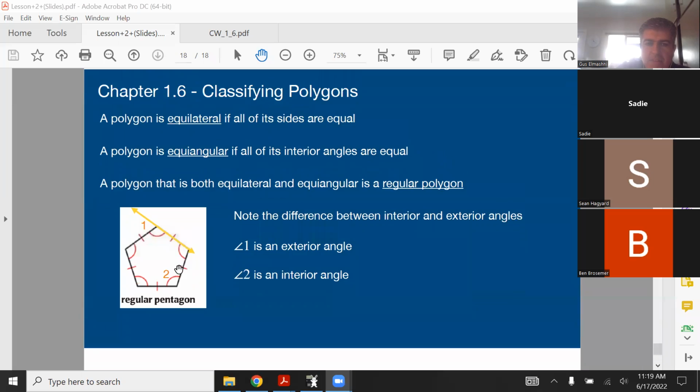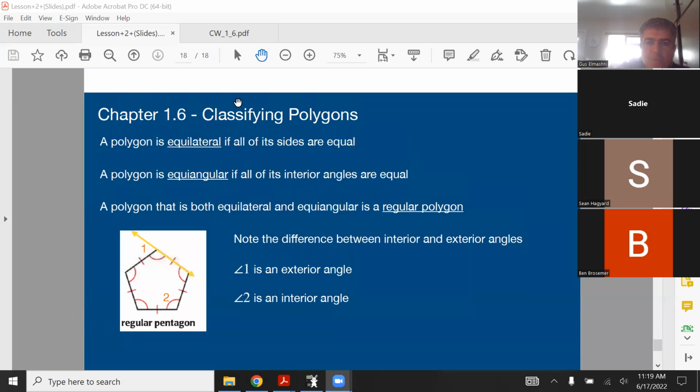And this is the last slide, it looks like. More terminology. So I do need to create a terminology sheet for you guys. One of my things to do. Equilateral means equal sides. Equiangular means equal angles.